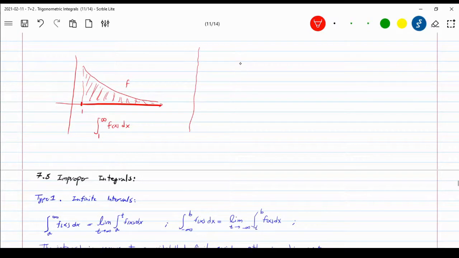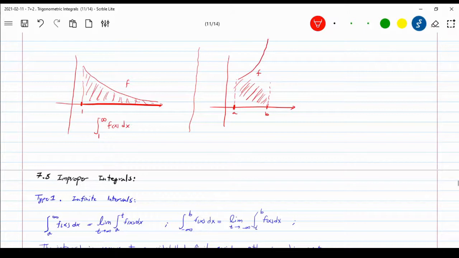What if you have a finite interval? Let's say you have a function f over the interval from a to b. If f is continuous over a finite interval, you already know that this area is bounded. It is bounded by this specific box, so it has to have a finite area. But what if the function is not bounded?